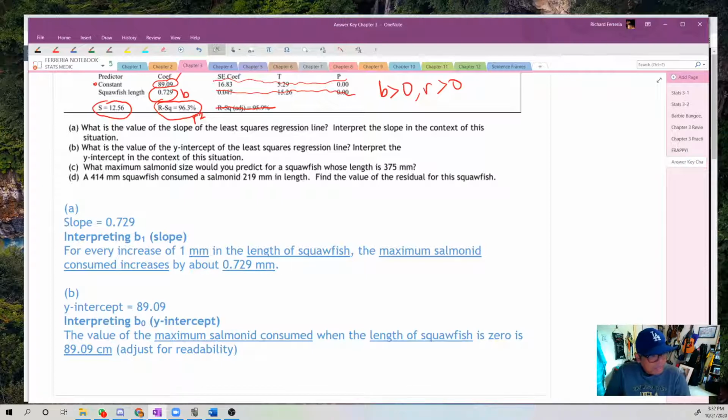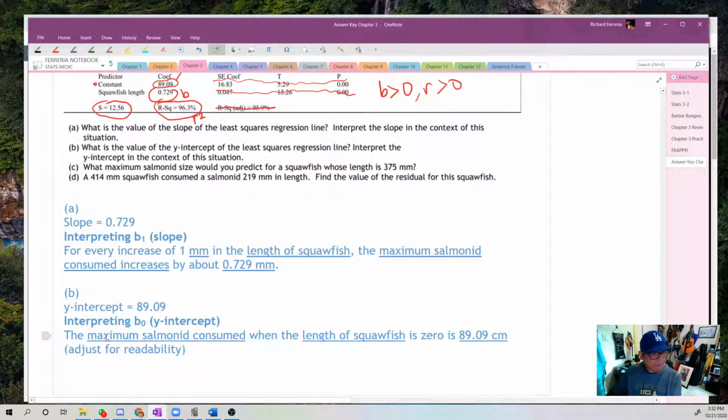Part B. The value of the maximum salmonid consumed. Okay, the value of, that's probably redundant again. So the maximum salmonid consumed when the length of the squawfish is 0 is 89.09. I'm not super happy with that, but I think that's close enough. Let's read through that one more time. The maximum salmonid consumed when the length of a squawfish is 0 is 89.09.